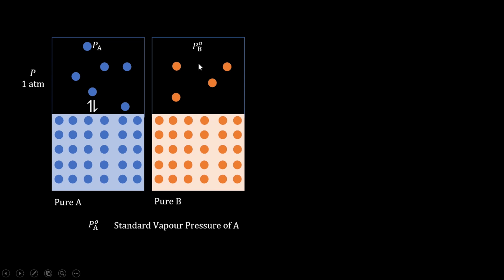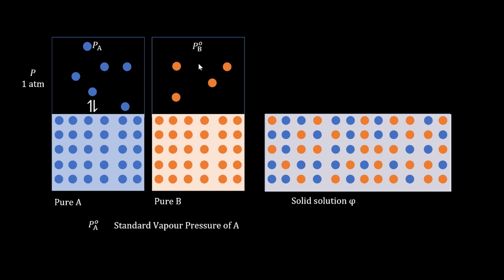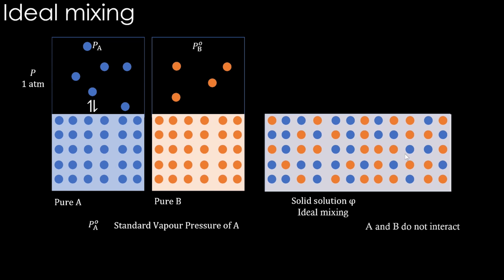Now, what if we form a solution? A and B, let's say, have nicely mixed and formed a solution on the atomistic scale. If it is an ideal mixing, meaning A and B do not interact, then the enthalpy of mixing will be 0. We have seen this idea already. The mole fraction here, Xa, is equal to 1, all are A atoms. Here the mole fraction of B, Xb, equals 1, all are B atoms. And here, since in this solution A and B are equal, 30 atoms of A and 30 atoms of B, Xa and Xb will be 0.5.